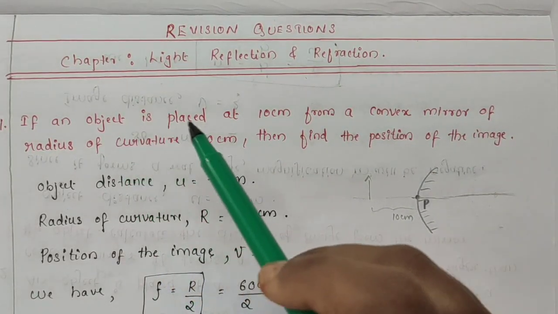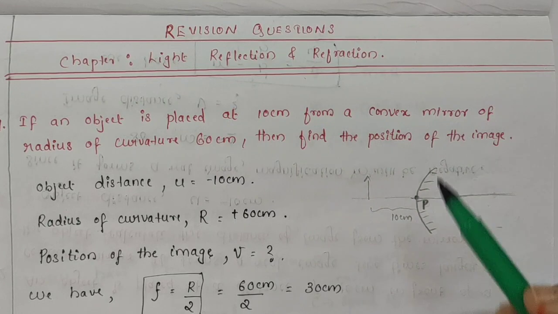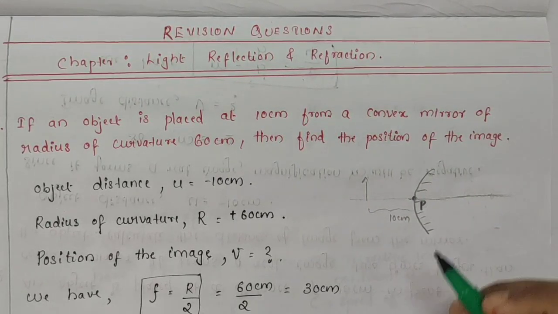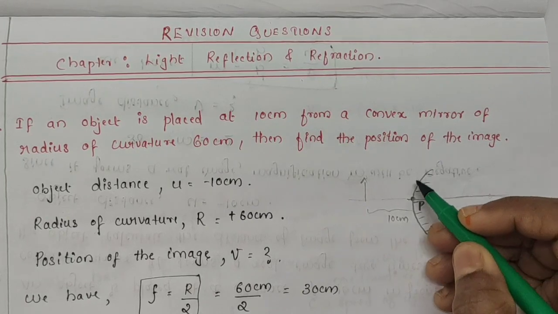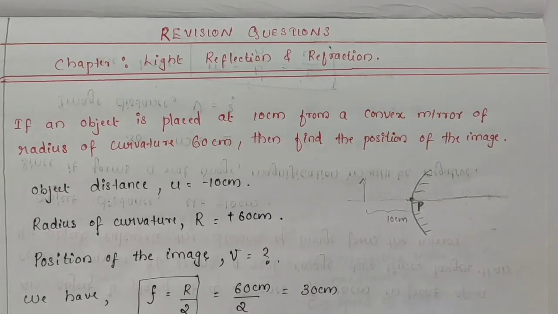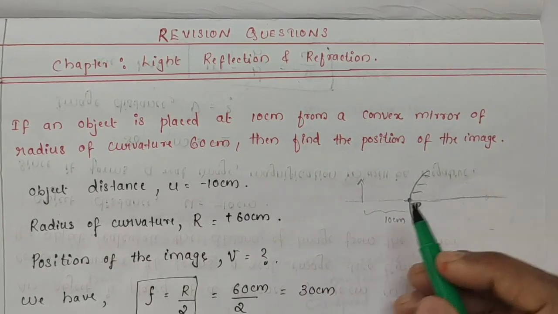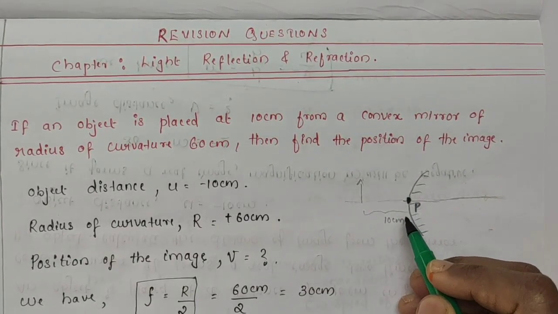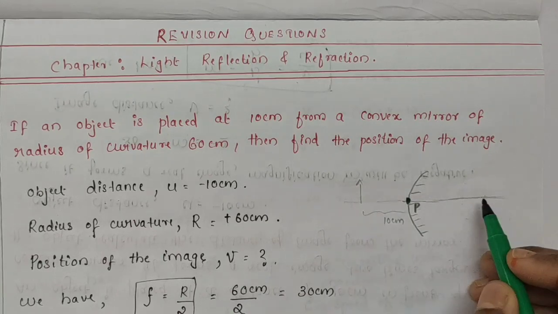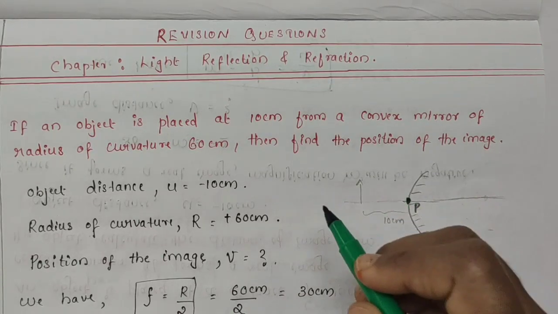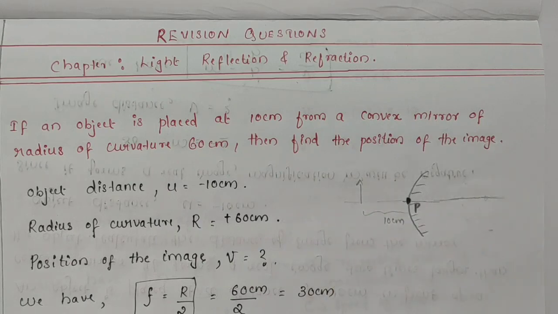So the object is placed at 10 cm in front of a convex mirror. A convex mirror can be represented like this. Its reflecting surface is bulged outwards. The object is kept in front of it. This will be the pole of the convex mirror. Then the principal axis. The object is kept on this side, that is, to the left of the pole.